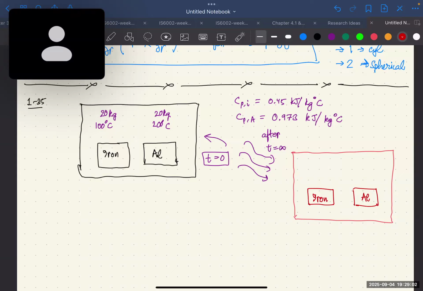Let's call this outer boundary, this thing, as our system, okay? This is our system. Inside this, there is the presence of iron, there is the presence of aluminum, but the system itself has no thickness, right? It is just a layer. So it essentially has no volume, no mass. It does not contain any energy.